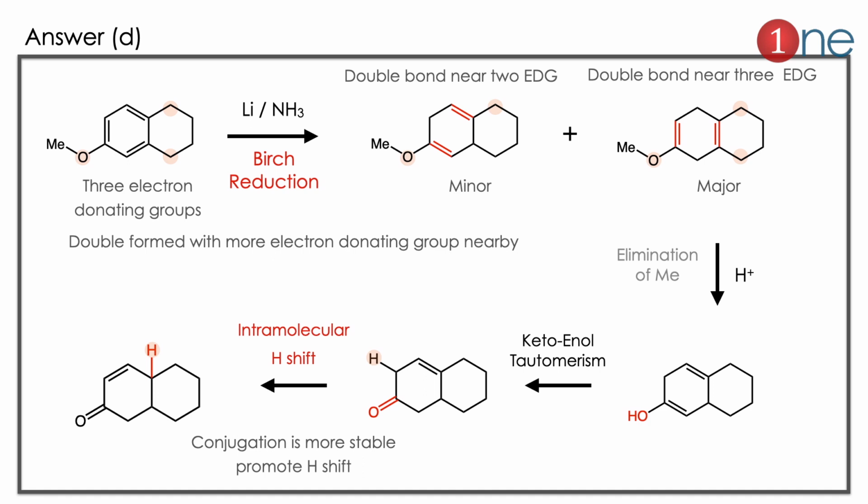The answer is D. Let us see how. The starting material is there. We are using lithium in liquid ammonia. We know that it is a Birch reduction. So we are using a reducing agent. The electron is the reducing agent here. Here the double bond is selective. Only the double bond forms near more electron donating groups. So the double bond will form near the electron donating group. Here there are 2 possibilities, but one is major. The double bond near the more electron donating group will be the major product in the reaction. So the major product is the second one.